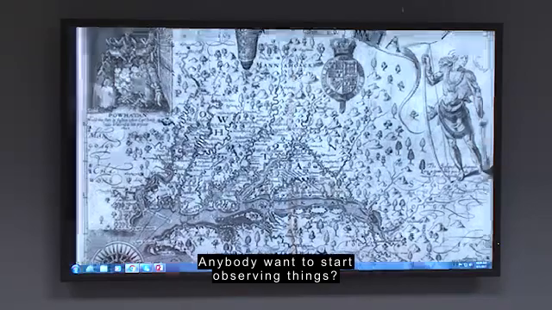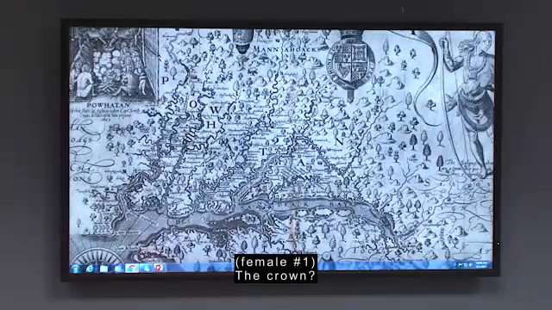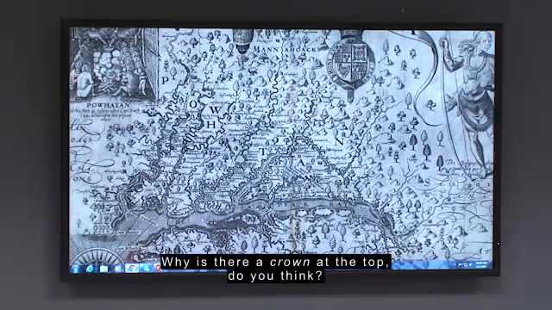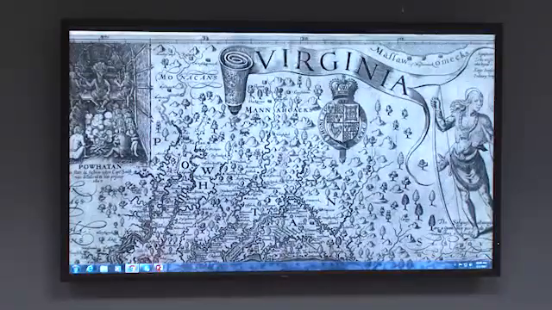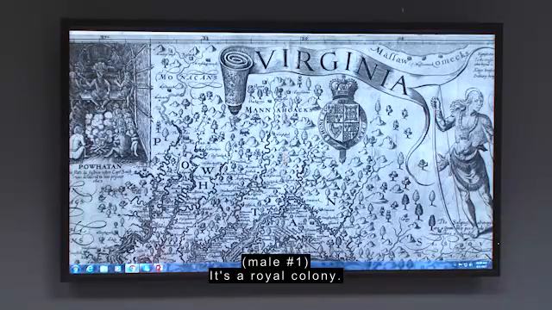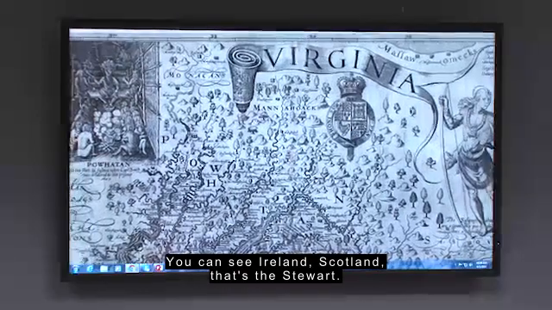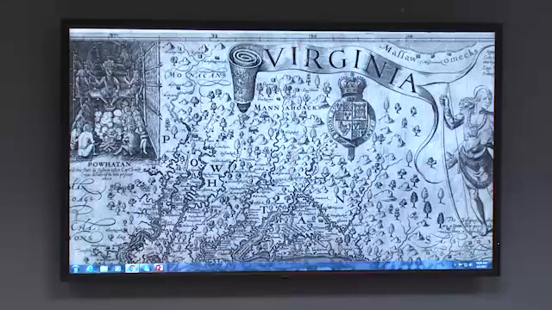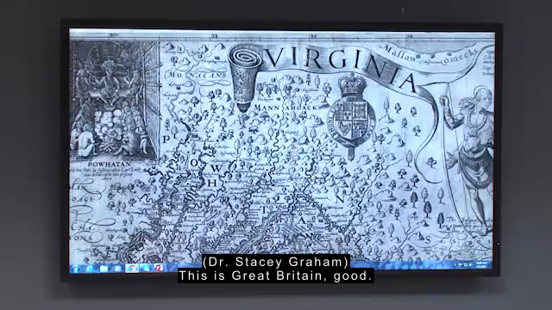Anybody want to start observing things? The crown at the top. The crown, yes. Why is there a crown at the top, do you think? That's the seal of the colony, isn't it? It's a royal colony. Yeah, because you can see Ireland, Scotland, the Stuart, this is Great Britain. Good.